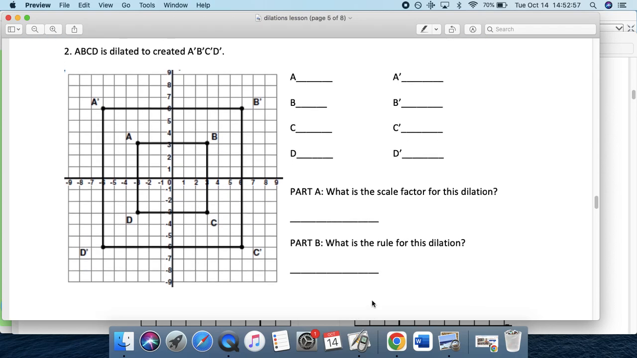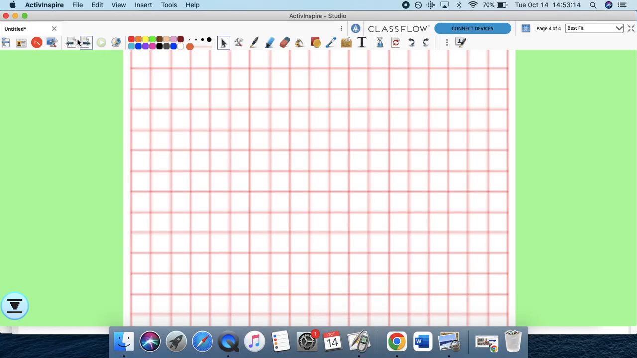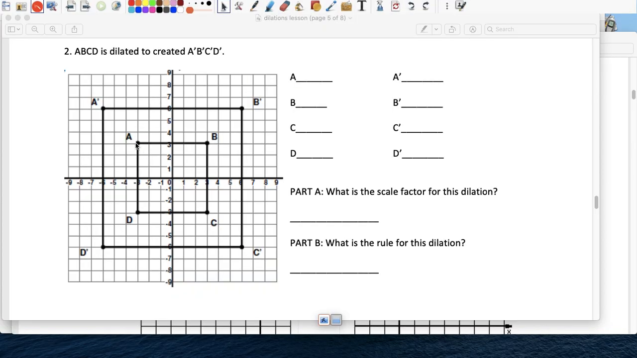Here is a square. Let me see if it's a square. 1, 2, 3, 4, 5, 6. 1, 2, 3, 4, 5, 6. So it is a square, and it was dilated. And we can tell that it got bigger because the original figure is inside.